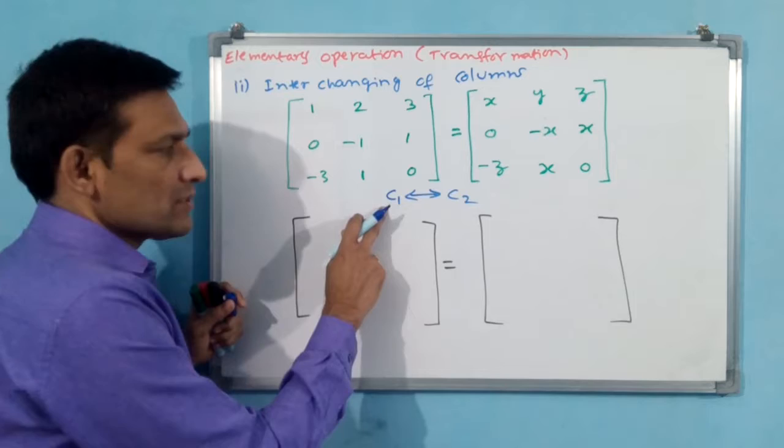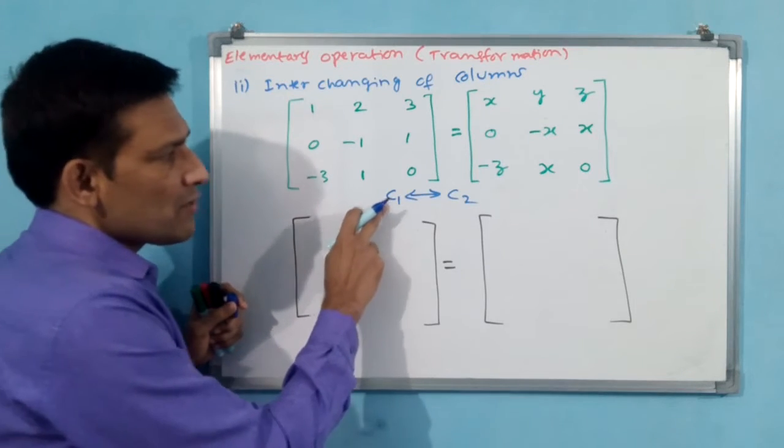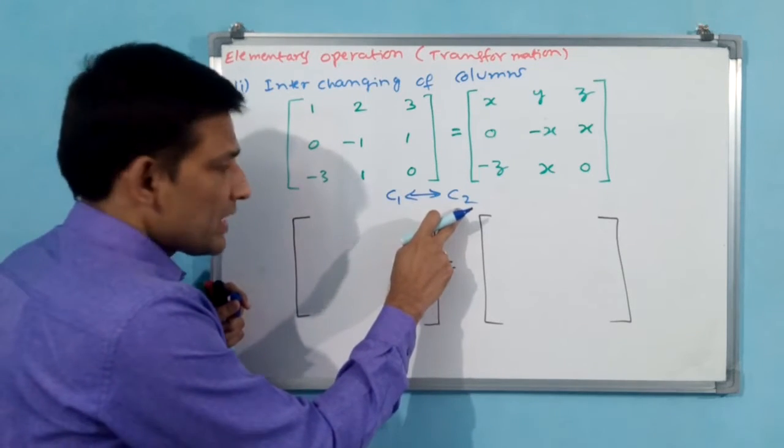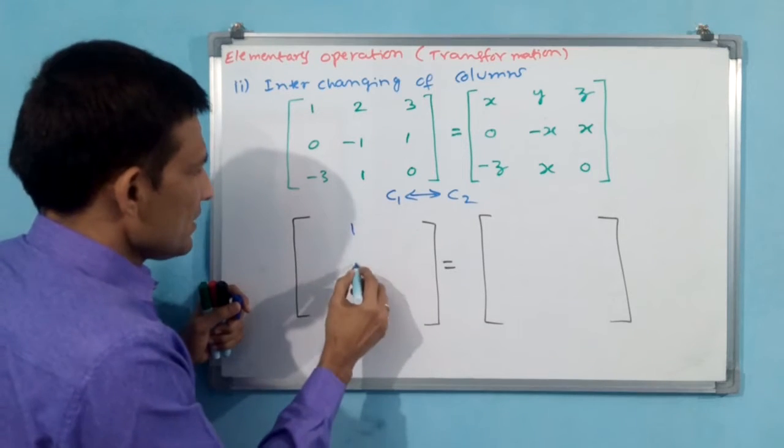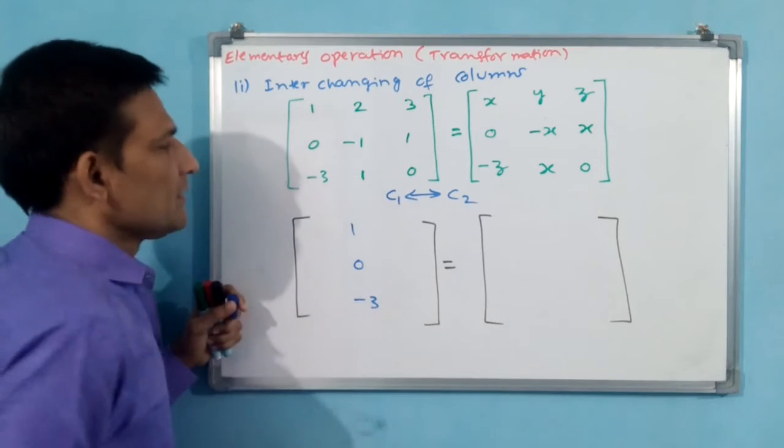Let us write first C1. Where you have to write C1? C1 you have to write in C2. Write C1: 1, 0, minus 3. You write here 1, 0, minus 3.